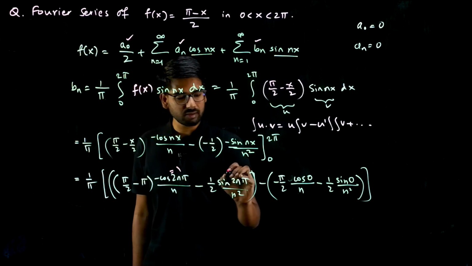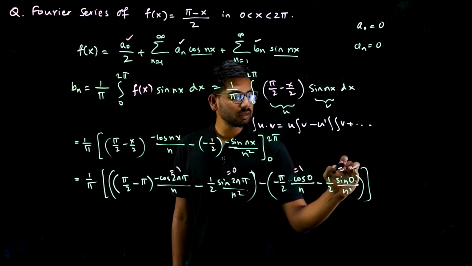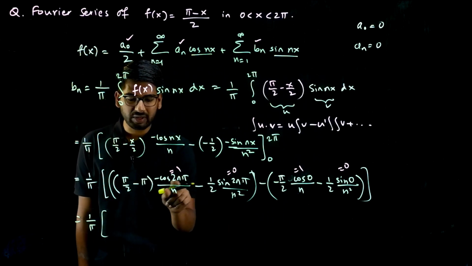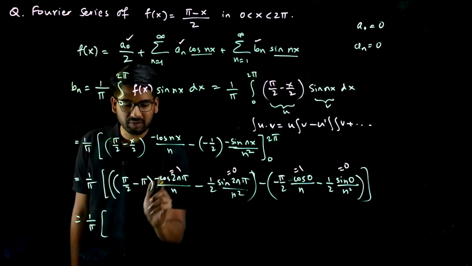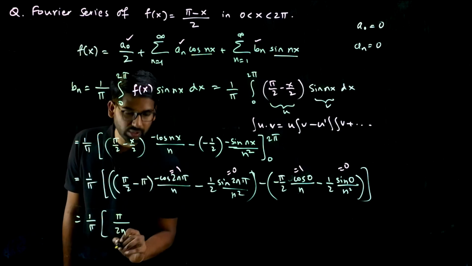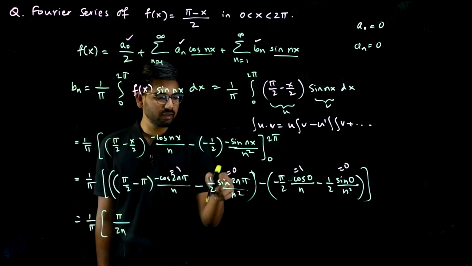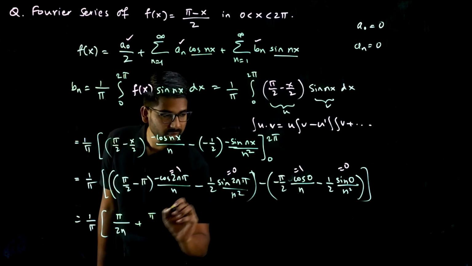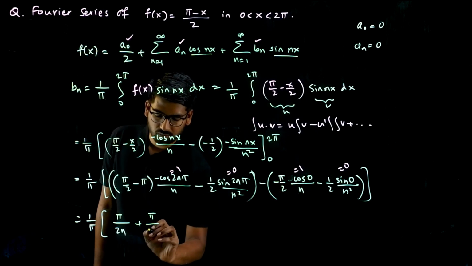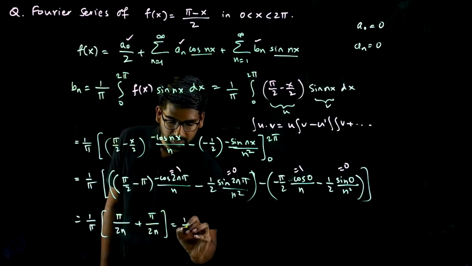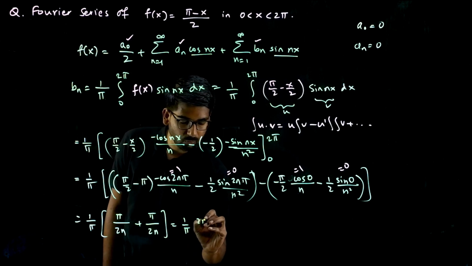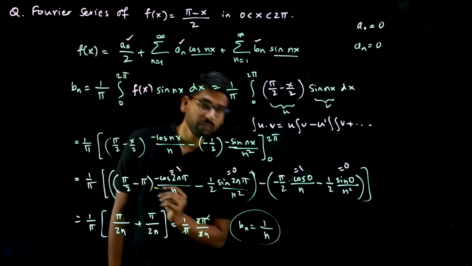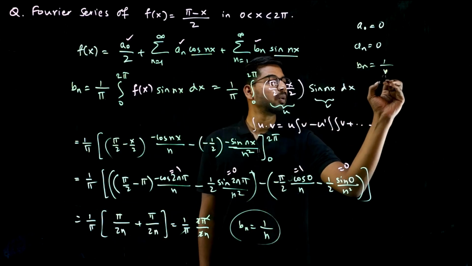So what do you get? cos 2n pi is 1, sin 2n pi is 0, cos 0 is 1, sin 0 is 0. So this will be 1 by pi, and this is 1, right? So pi by 2 minus pi is minus pi by 2, minus into minus plus, so we will get pi by 2n. This is 1, right? So you will get pi by 2n, this entire term. This is 0, minus into minus plus pi by 2n. In the numerator you have just pi into 1 is pi, in the denominator you have 2 into 1 is 2. So what will you get? 1 by pi, pi by 2n plus pi by 2n is 2 pi by 2n. This 2 and this pi get cancelled. So bn is just 1 by n. So bn for this example is 1 by n.